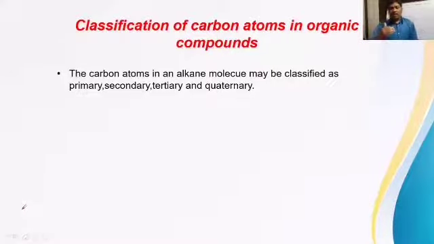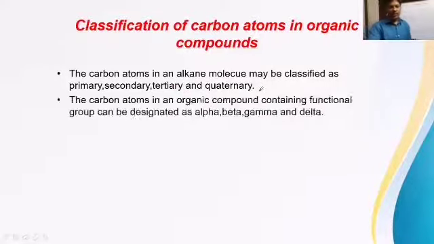Okay, carbon atoms we can also classify in the form of alpha carbon, beta carbon, delta carbon, gamma carbon. Like this, different types of carbons we can say. So that all we will discuss now. If you take classification of carbon atoms in organic compounds, the carbon atoms in an alkane molecule may be classified as primary carbons, secondary carbons, tertiary carbons, and quaternary carbon atoms.